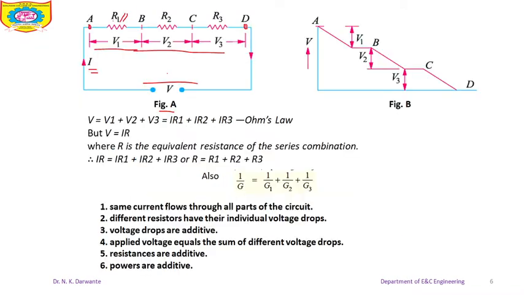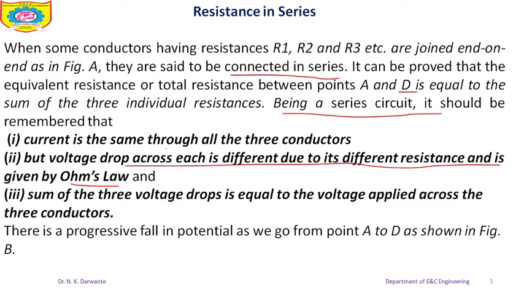I think all of you have understood how to calculate the total resistance, current and voltage when the resistances are in series, and that you can easily calculate using Ohm's law. The sum of the three voltage drops is equal to the voltage applied across the three conductors. There is a progressive fall in the potential as we go from potential A to D, as shown in figure B.